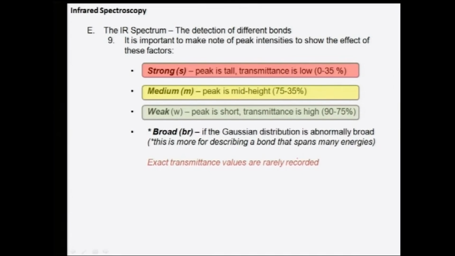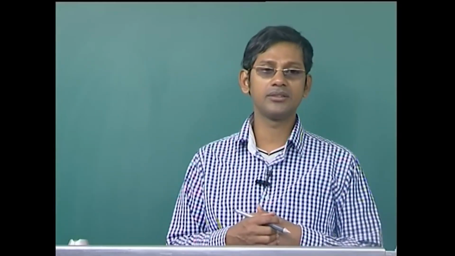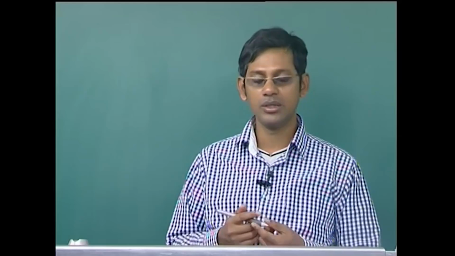And a peak can be broad also. If the Gaussian distribution is abnormally broad, this means the bond spans more energies. Exact transmitted values are rarely recorded here. So although we can apply Beer's law, it is not good to use the exact transmittance to get good quantitative results from that.